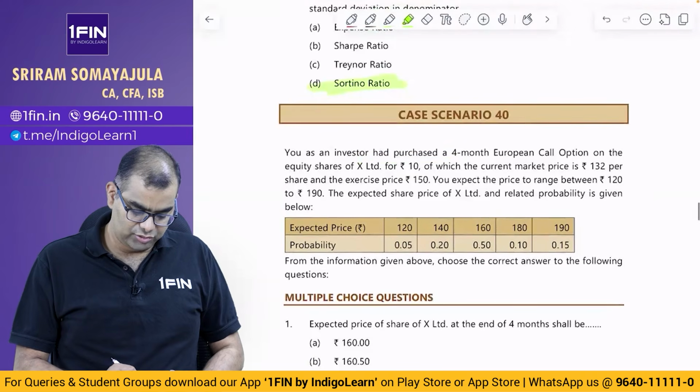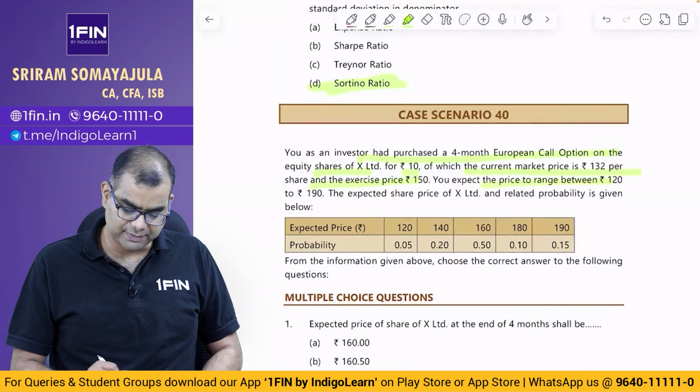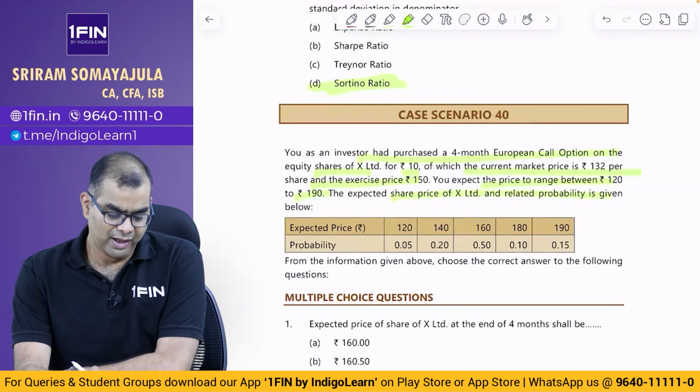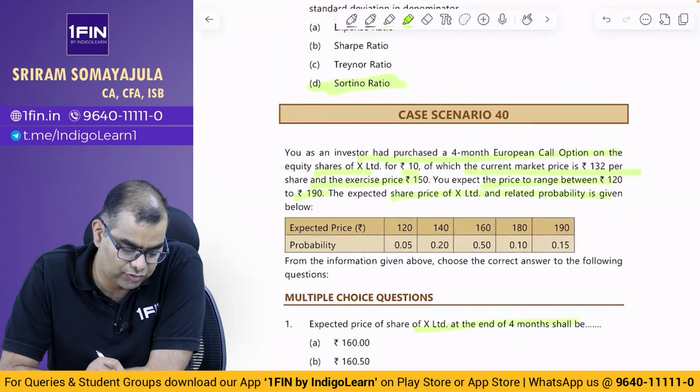Okay, then you as an investor had purchased a 4-month European call on equity shares of X for 10, of which the current market price is 132 per share and exercise price is 150. We expect the price to range between 120 and 190. Expected share price and probability is given below. From the information, choose the correct answer. Expected price at the end of 4 months.